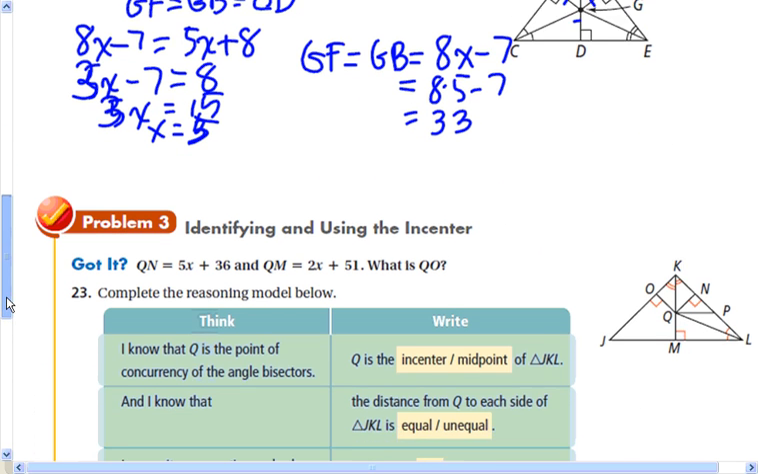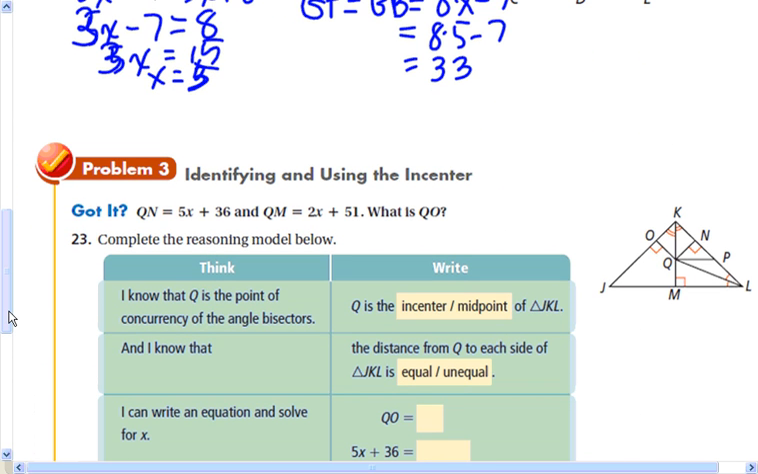All right, go ahead and try that. Remember that the incenter is equidistant from the sides.